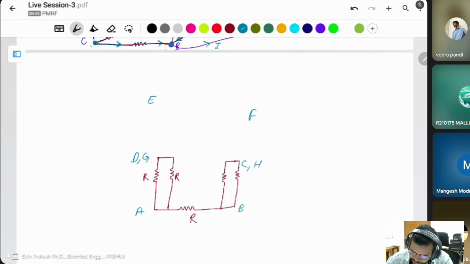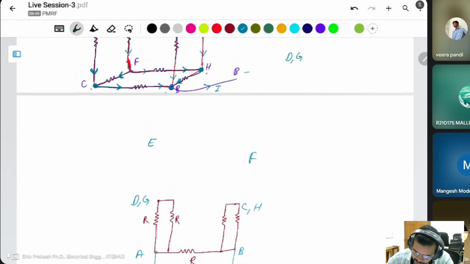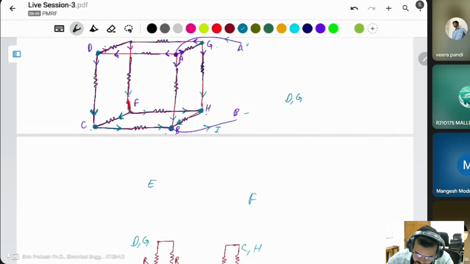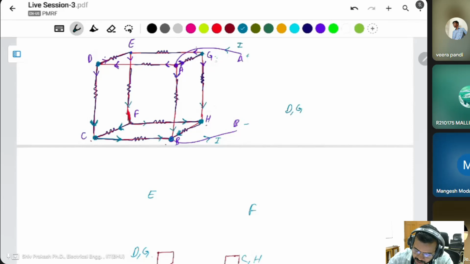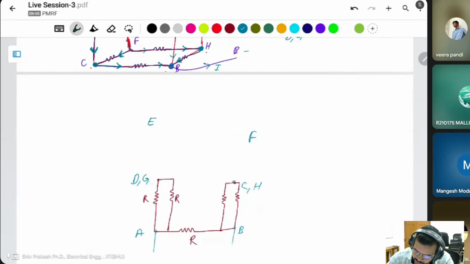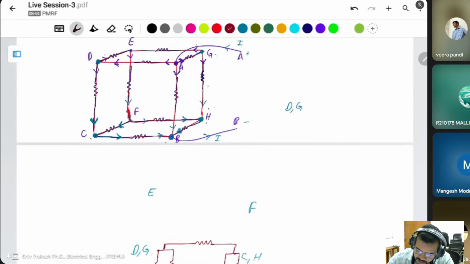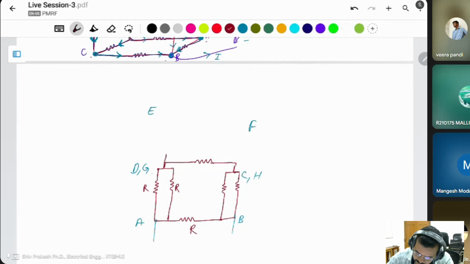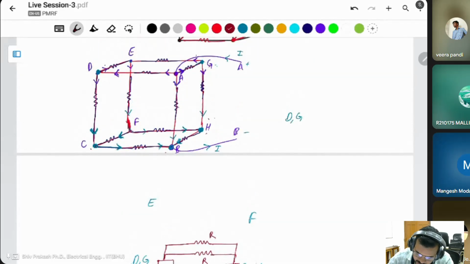This is the B terminal. We have to find the resistance here. Does D to C have any resistance? D to C has a resistance and G to H has a resistance. It means there is also some resistance. D to C has a single resistance, and G to H has a resistance, R and R.